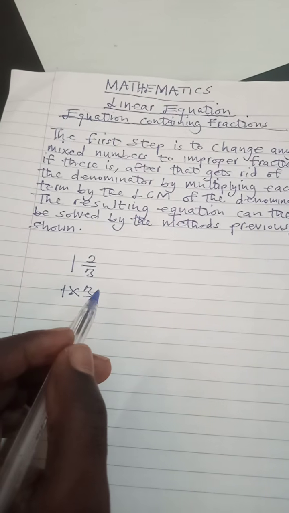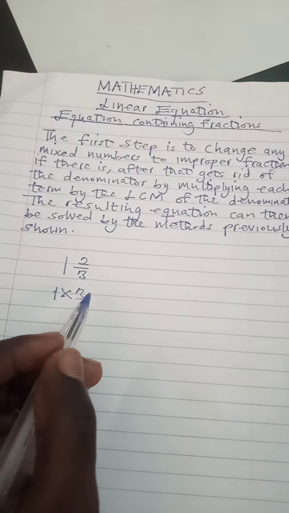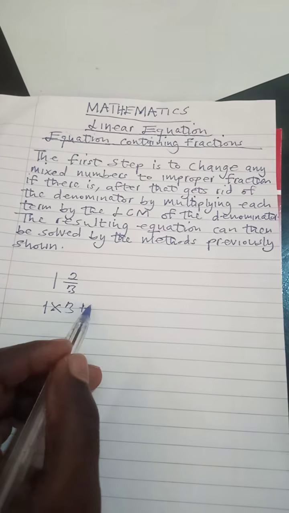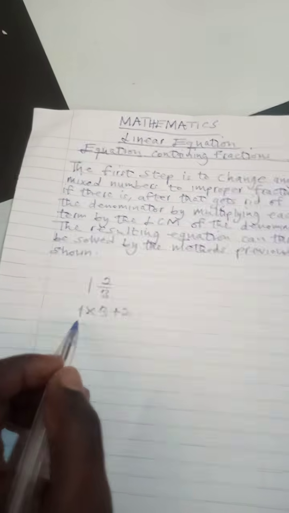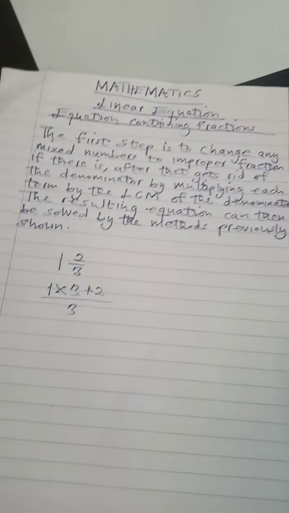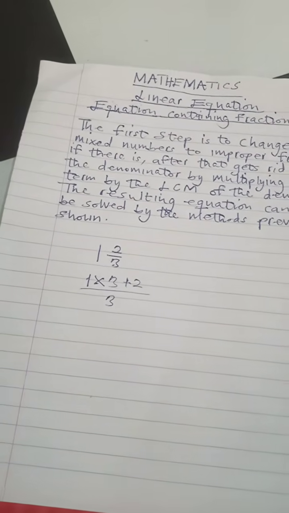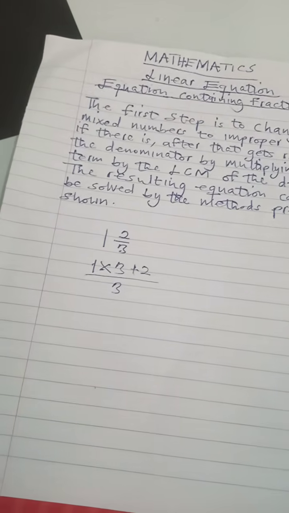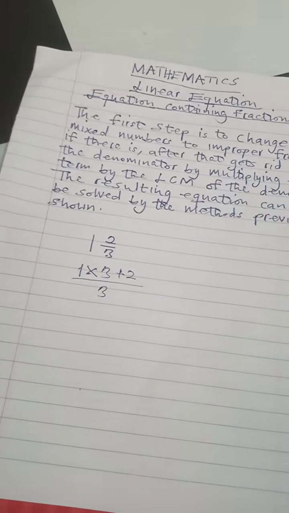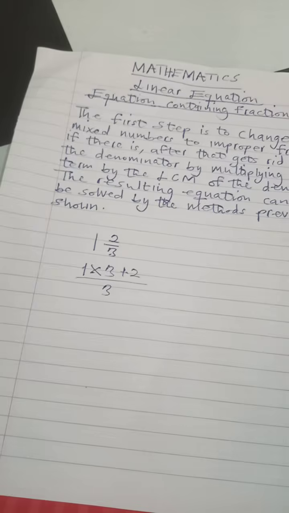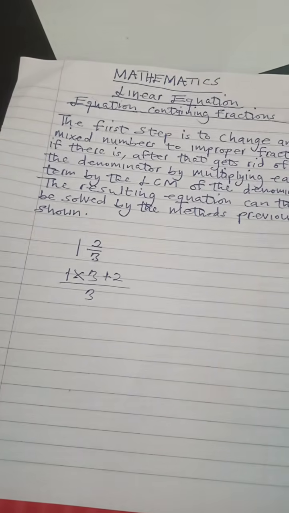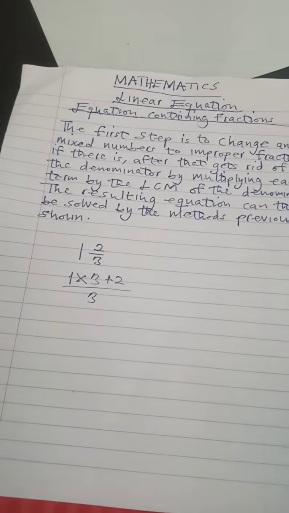So first you multiply the whole number with the denominator. Then you add the numerator to it, over the denominator. So first you multiply the whole number by the denominator plus the numerator over the denominator. That is the method of changing mixed fraction to improper fraction. Okay, so 1 times 3 is 3 plus 2. You get 5.